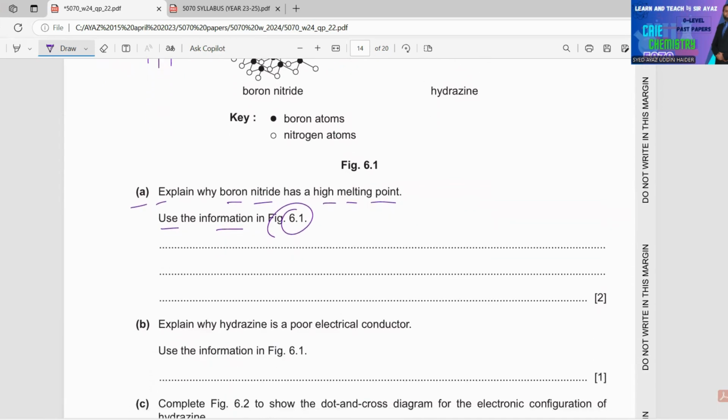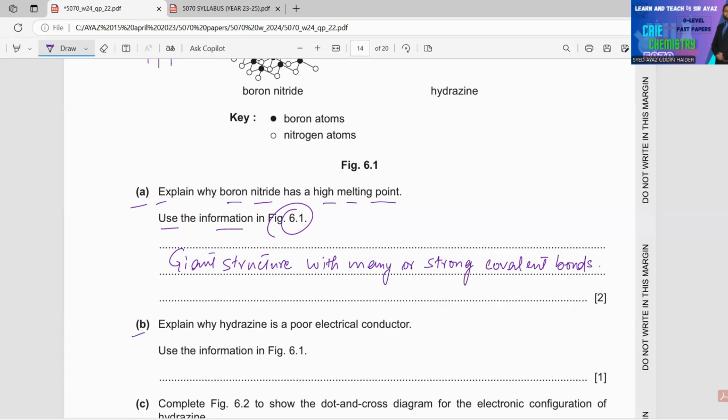So you will start with this statement, giant structure with many or strong covalent bonds.